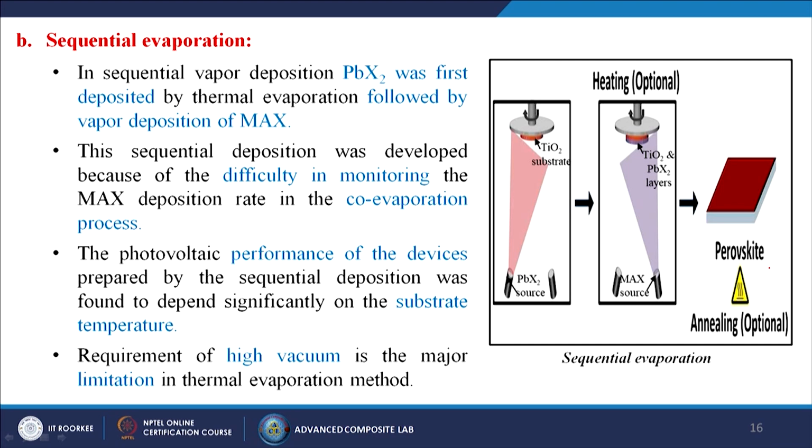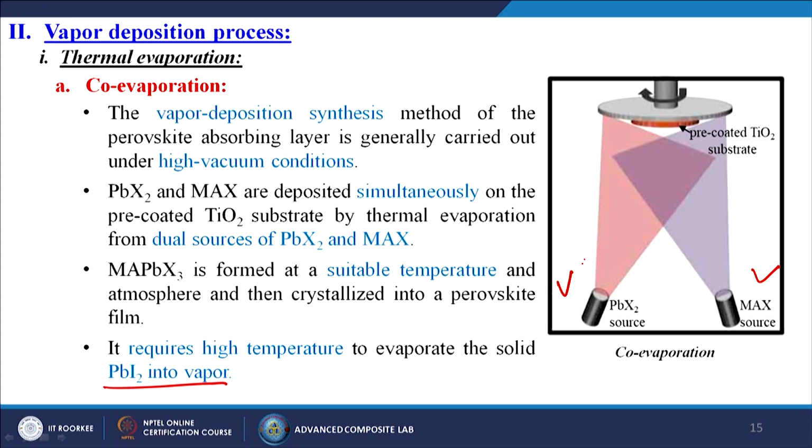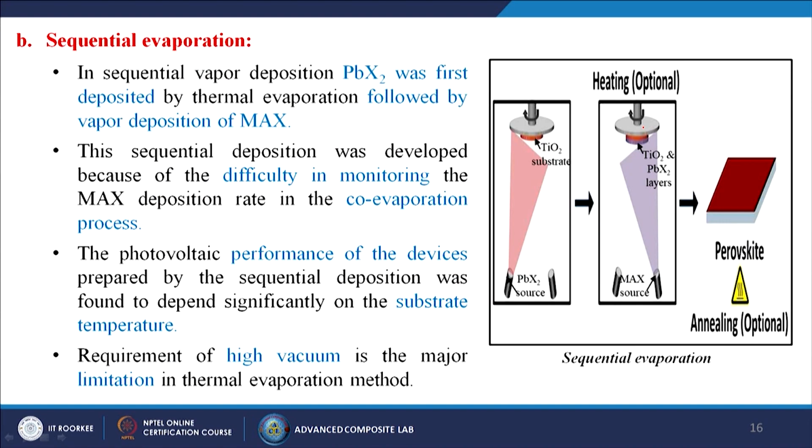It is like the two step spinning process, so one by one I am doing. Basically, in sequential vapor deposition, PbX2 was first deposited by thermal evaporation, followed by vapor deposition of the MAX. In the earlier stage you can see that both the vapors are coming together and depositing onto the substrate itself. In this particular case, both the vapor sources are coming separately and depositing on top of one another, and then in the final stage we do the annealing process, dry, and take out the materials.